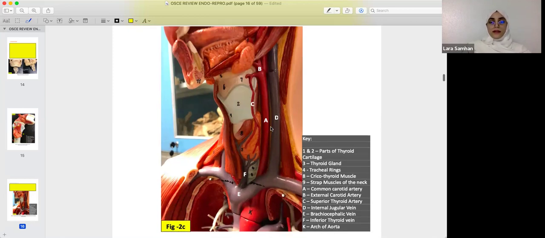What about letter C? As we said previously, this is the thyroid gland. So this will be an artery in relation to the thyroid gland. What is it called? It's called the superior thyroid artery. So we can see in here the superior thyroid artery comes from the external carotid artery, and the external carotid artery comes all the way from the common carotid artery, and the common carotid artery comes from the aorta, or the arch of the aorta.